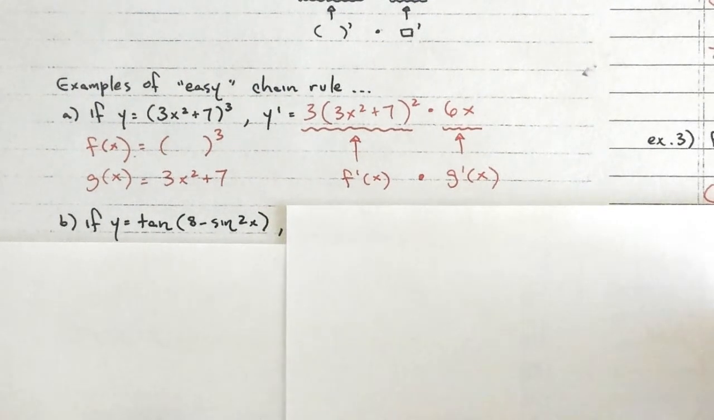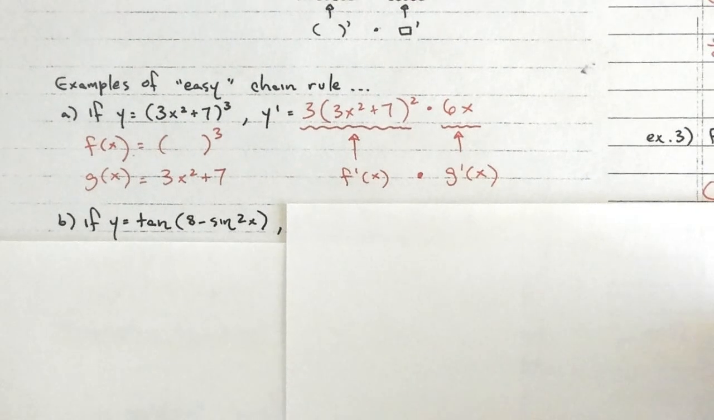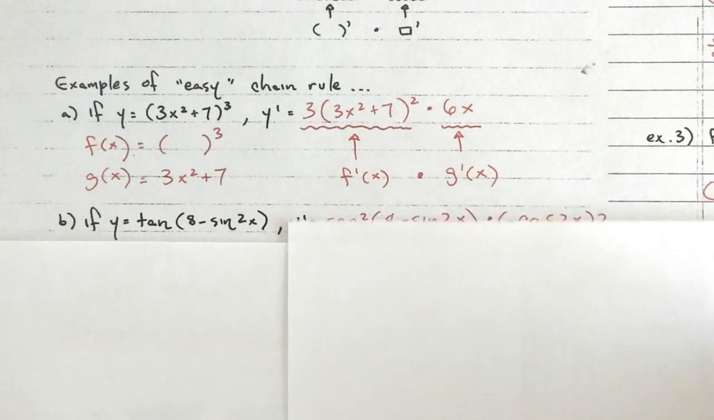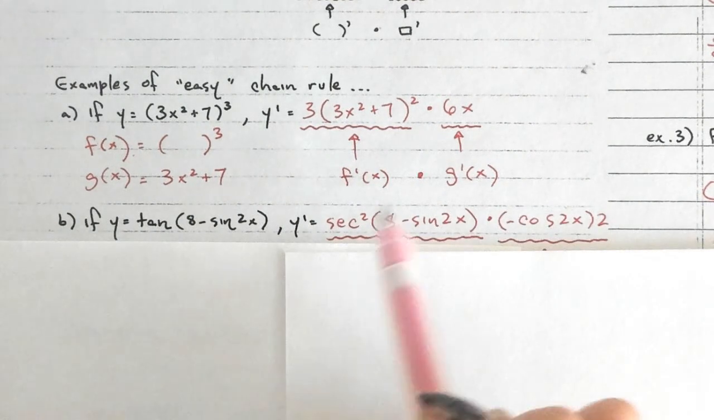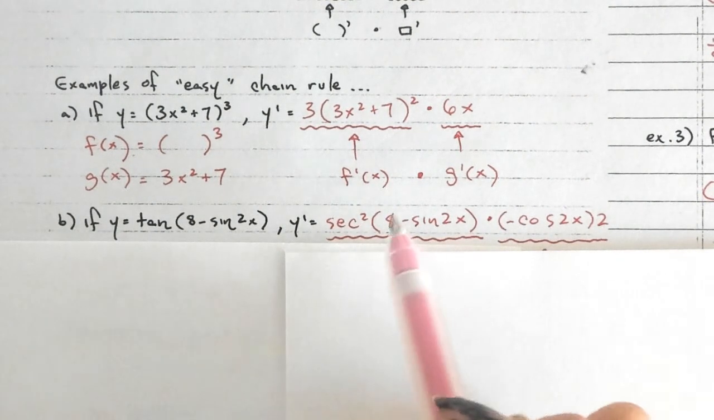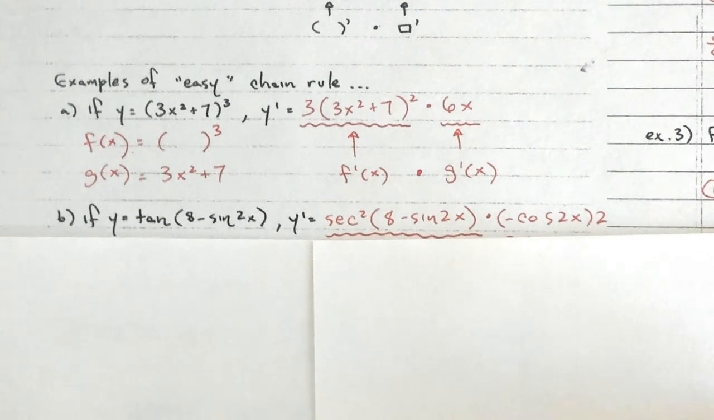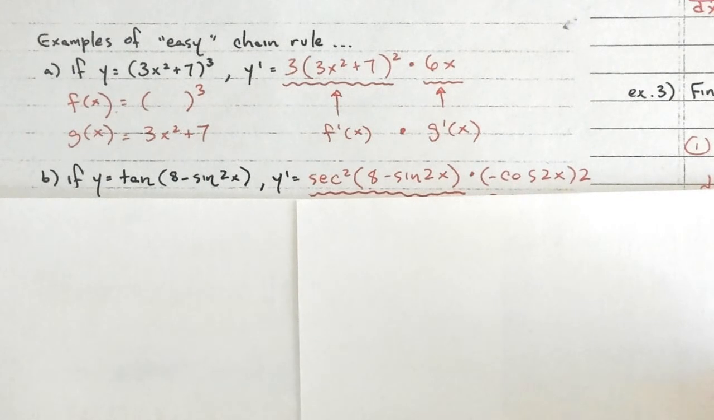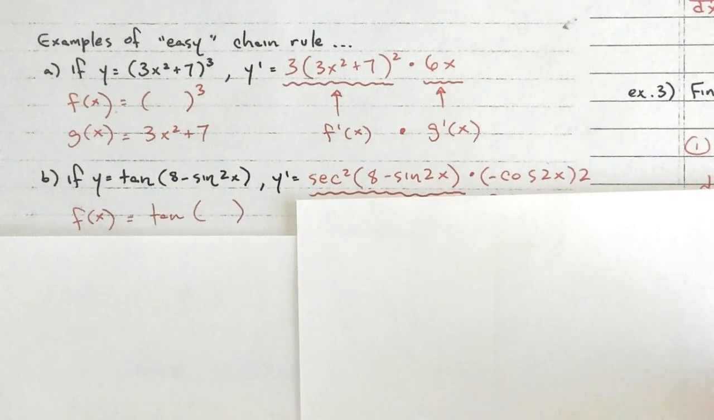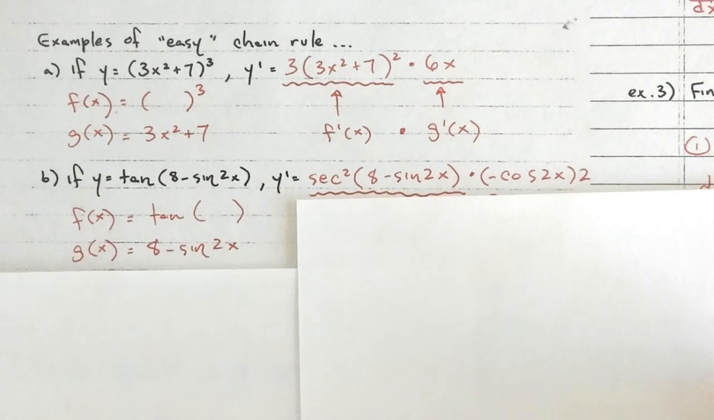So what's the derivative of tangent? You're actually supposed to know that by now. The derivative of tangent is secant squared. So then we have secant squared quantity times the derivative of that quantity. Okay, so let's see how that would work out. What would be f of x there? It would be the tangent of something. What would be g of x? It would be the inside of it.